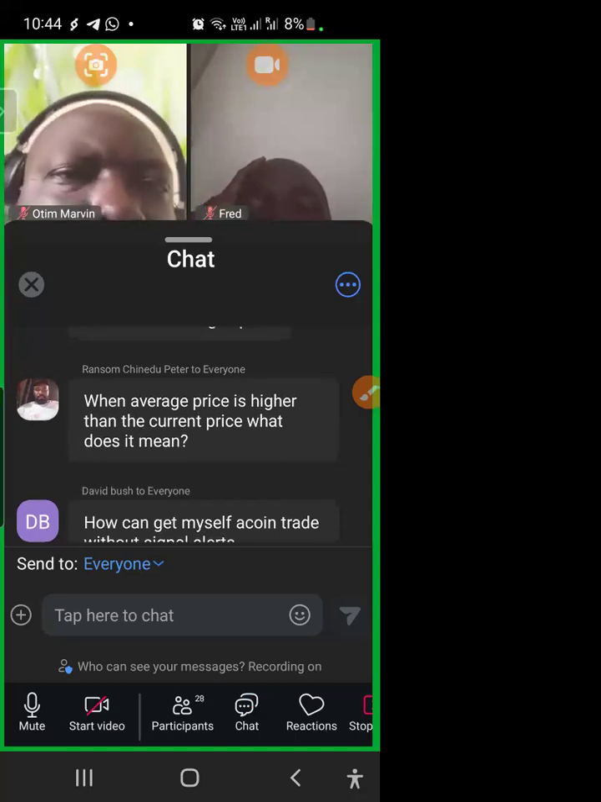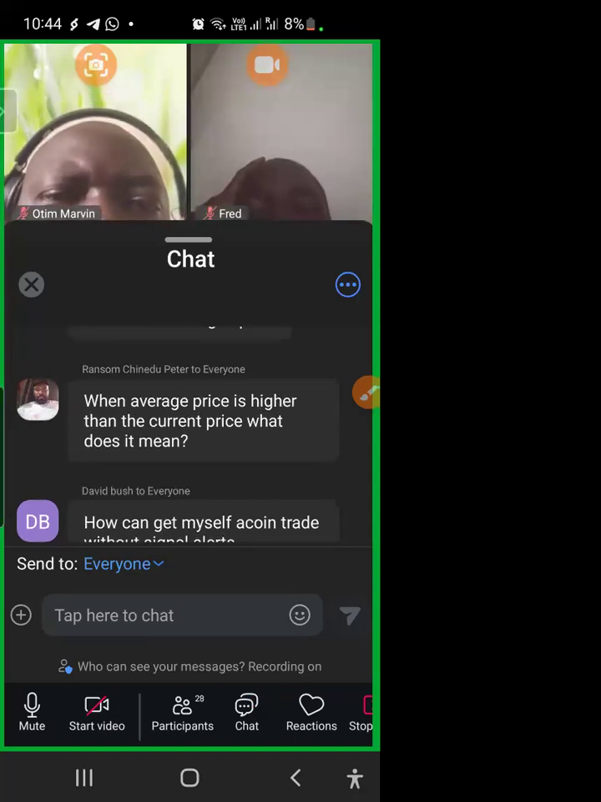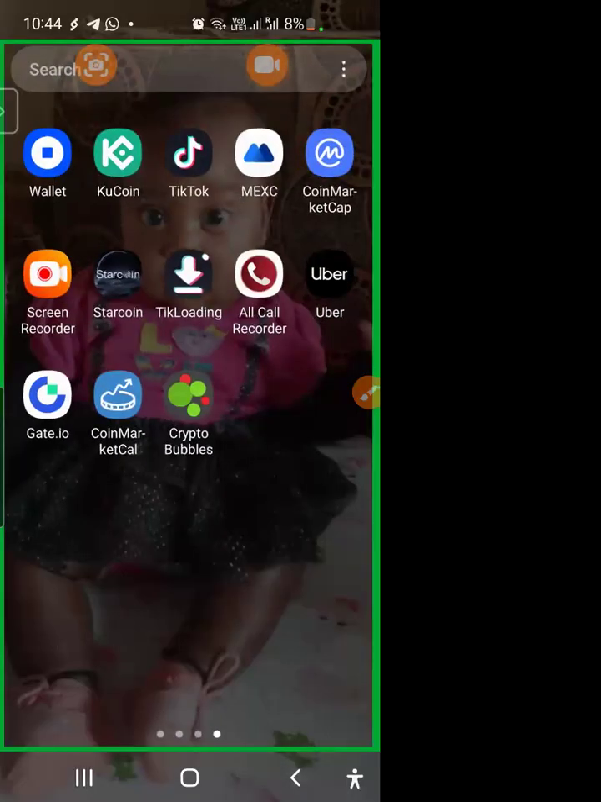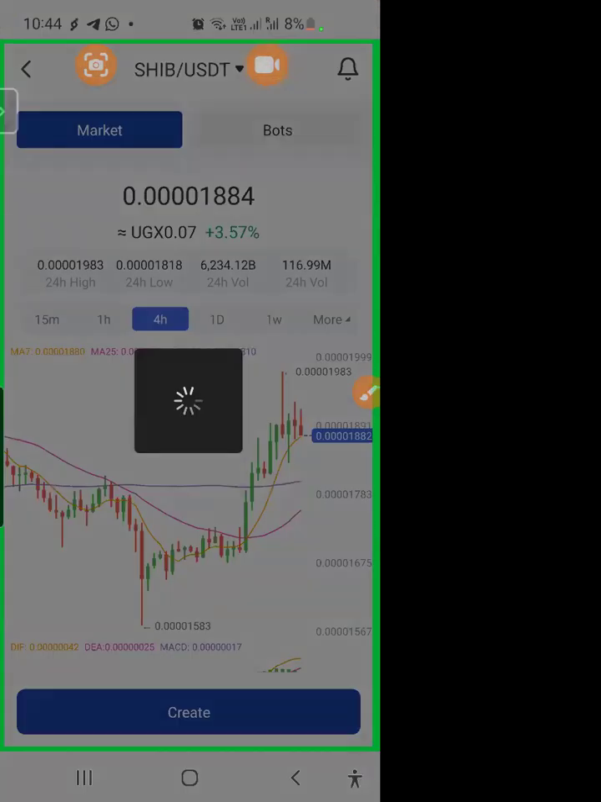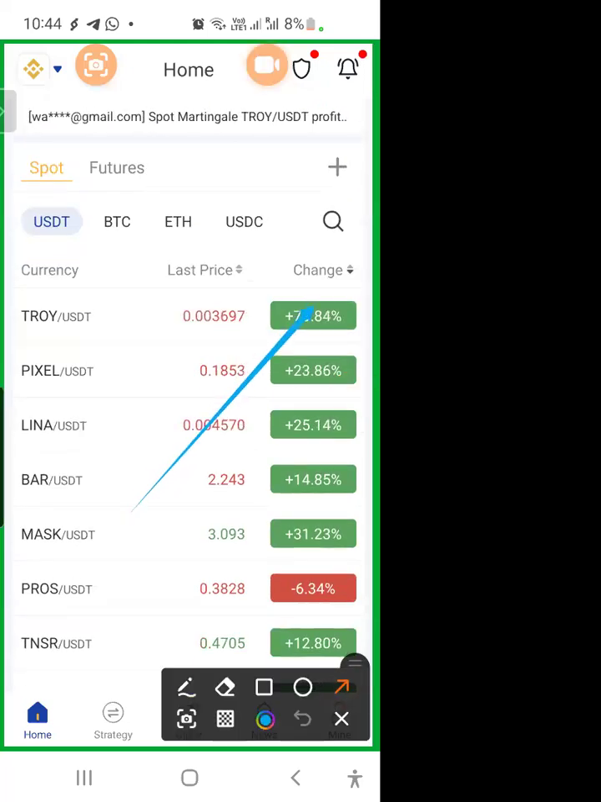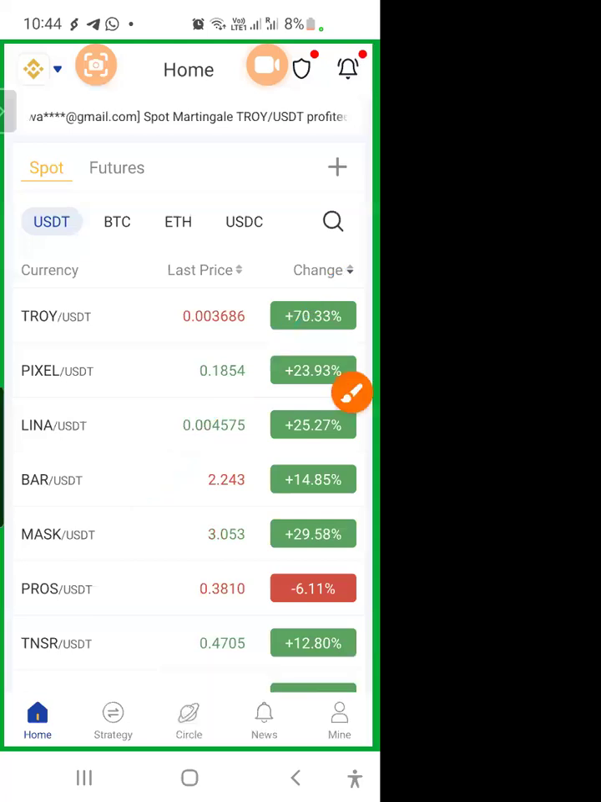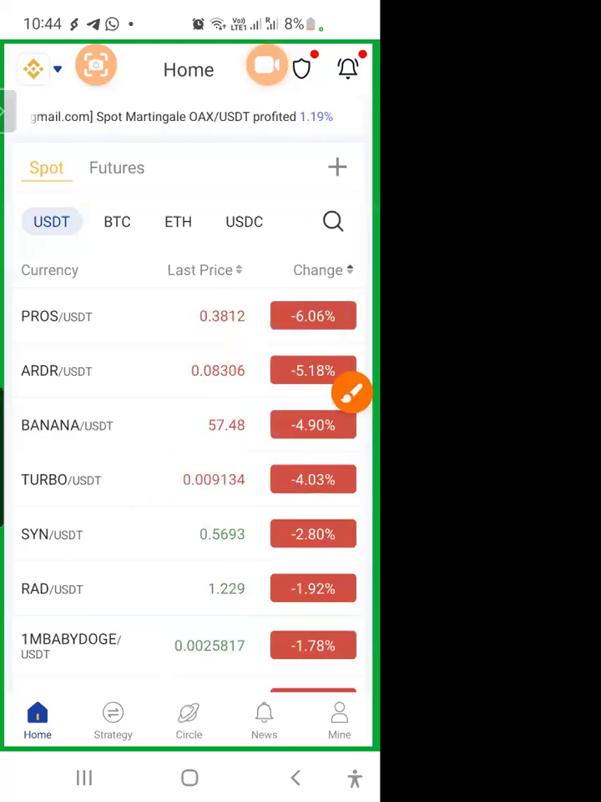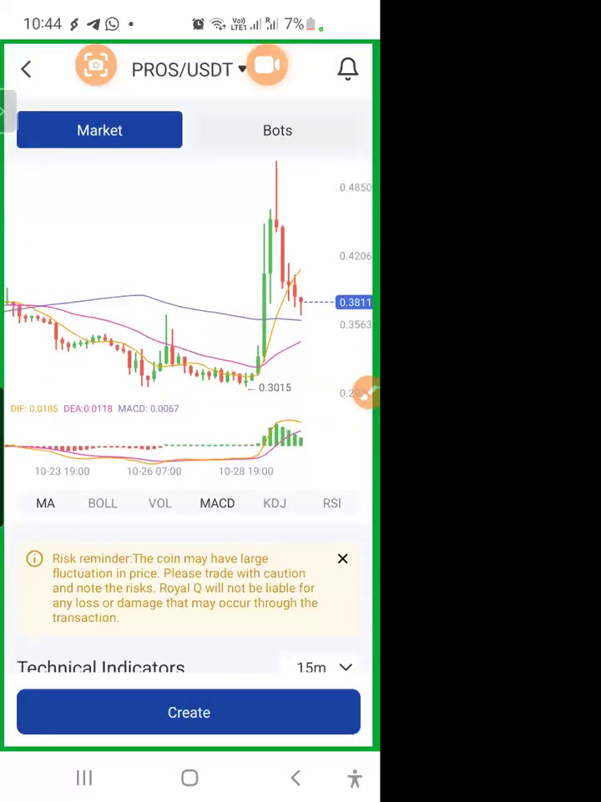When the average price is higher than the current price, what does it mean? When the average price is higher than the current price, that is floating loss. How can I get a coin to trade without a signal? Always consider these coins down here on trading. Click on that arrow. These coins which are in red are good to trade. Let's say you want to trade pros down, click on it.